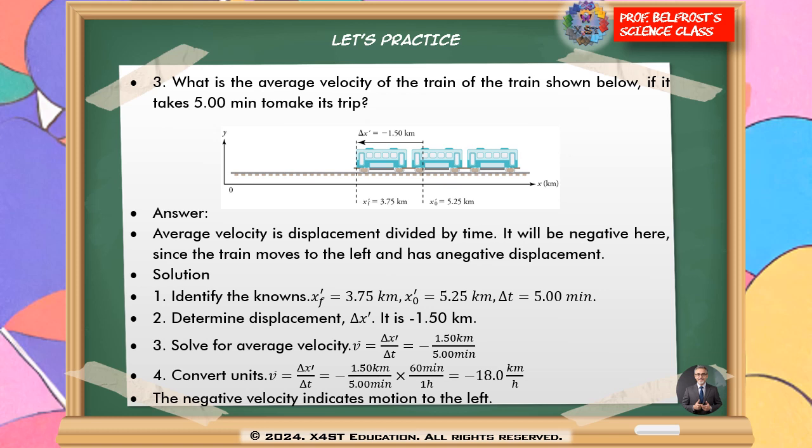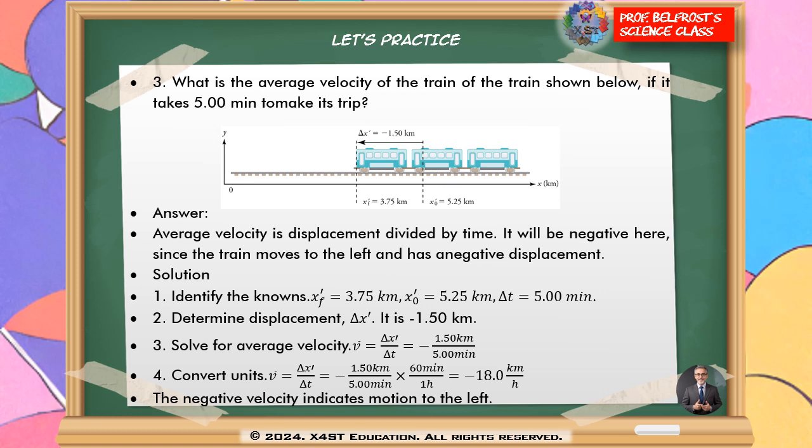Okay, number 3, what is the average velocity of the train that is shown below if it takes 5 minutes to make its trip? Please pay attention: the final position is 3.75 kilometers relative to the 0 coordinate of x, and the initial position is 5.25 kilometers relative to the 0 position. So delta x equals minus 1.50 kilometers.